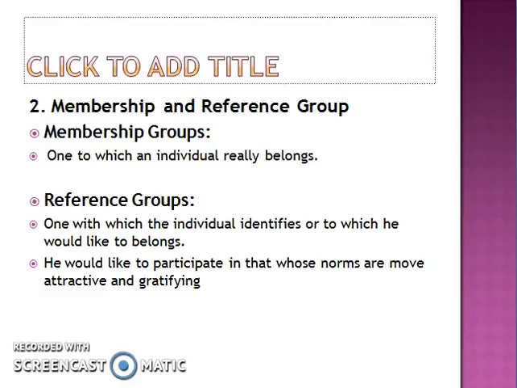The second is membership and reference group. Membership group: the one to which an individual really belongs. Reference group: one with which the individual identifies or to which he would like to belong. He would like to participate in that group whose norms are more attractive and gratifying.